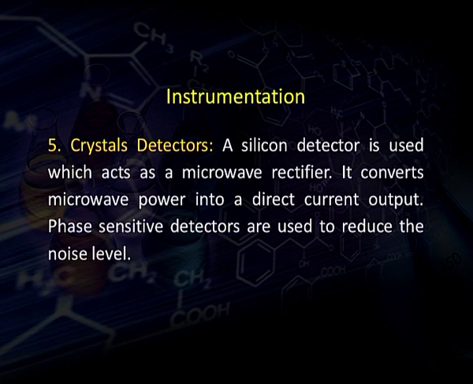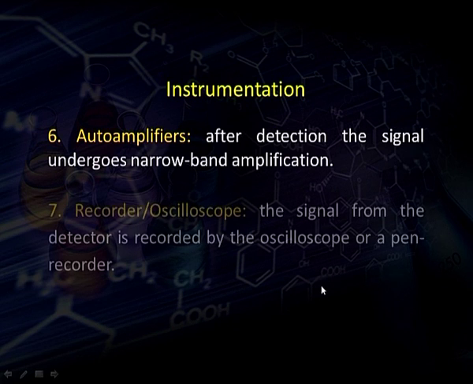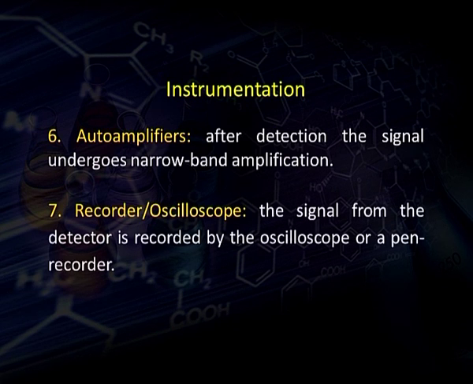It converts microwave power into a direct current output. Phase sensitive detectors are used to reduce the noise level. Next we have lock-in amplifiers. After the detection of the signal, it undergoes a narrowband amplification, which is done by the amplifiers. Next we have the recorder or oscilloscope. The signal from the detector is recorded with the help of an oscilloscope or a pen recorder. So, this was all about the instrumentation.